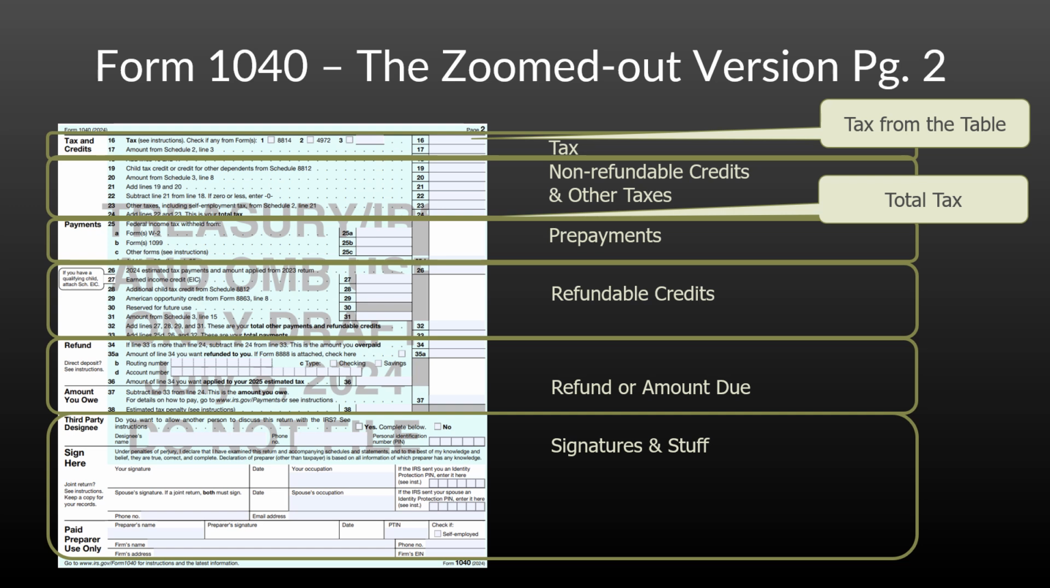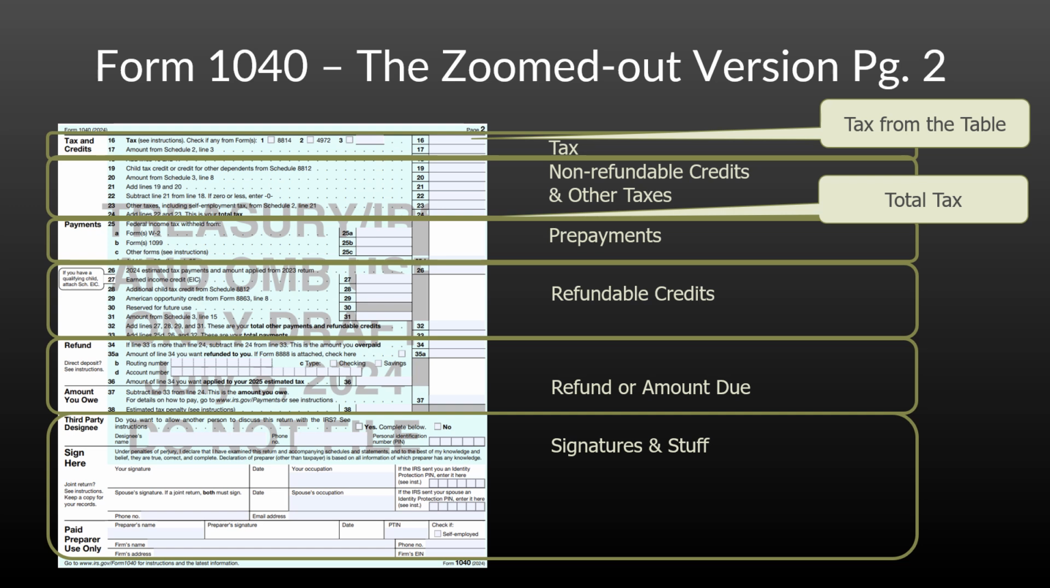Page 2 of the 1040 begins with tax. Now we spent all of page 1 determining our taxable income, and that's our tax base. So then page 2, the first line is tax from the table. And there are some tables that the IRS publishes that help you determine based on your taxable income what your tax should be. Then there's another line for things like alternative minimum tax. That is out of scope for us, so we don't need to worry a lot about it right now, but just so you know why there's another line.